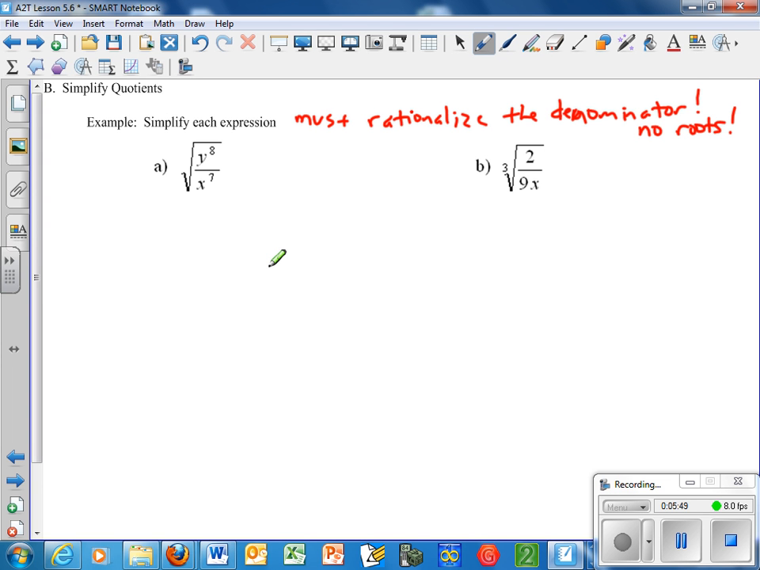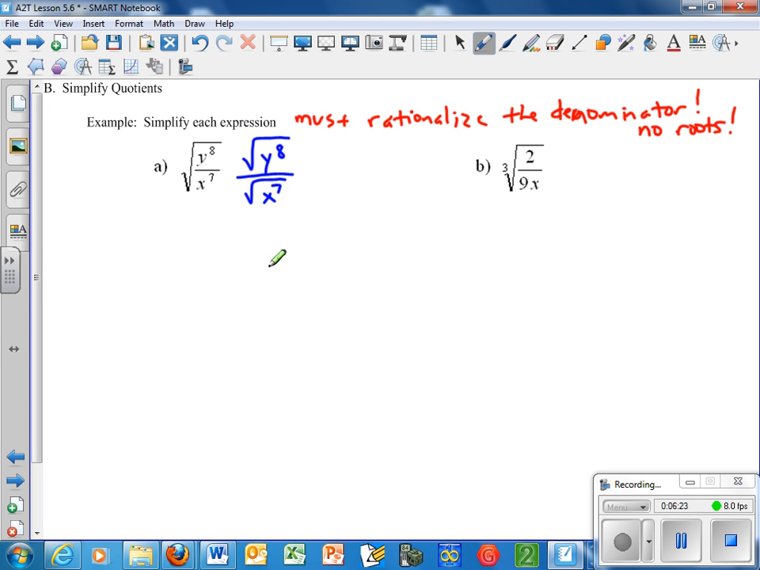Okay? Now, if you think back to what we did in 5.5, what I'm going to do here is separate this into a square root of a fraction. I'm going to say it's the square root of y to the 8th over the square root of x to the 7th. Square root of the top over the square root of the bottom. Now, I can actually do the square root of y to the 8th on top, but I'm going to hold off doing that for a second.